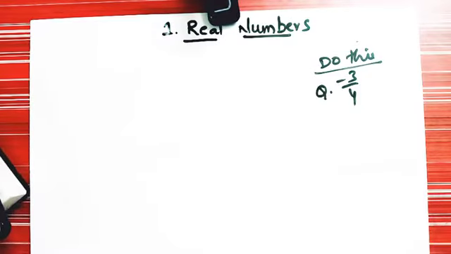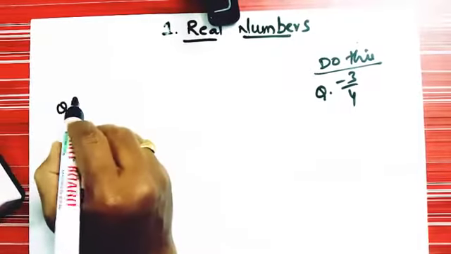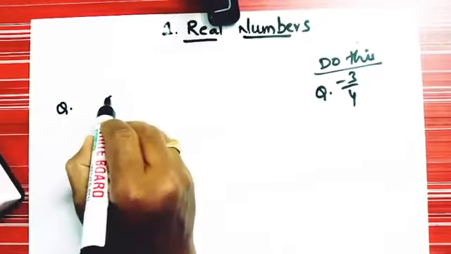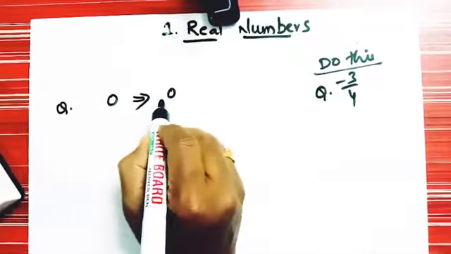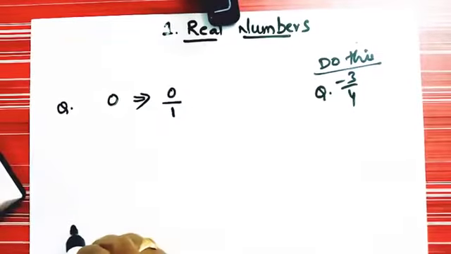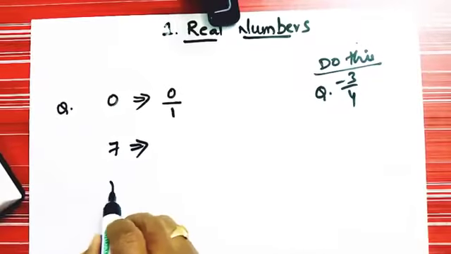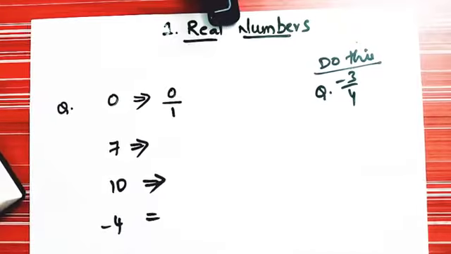Next question, we are writing the given numbers in the form of p by q. For example, if they are giving 0, we should write it in the p by q form, that is 0 by 1. Like that you should write 7 in the p by q form, 10 also, and minus 4 also. Try yourself and write your answer in the comment box.